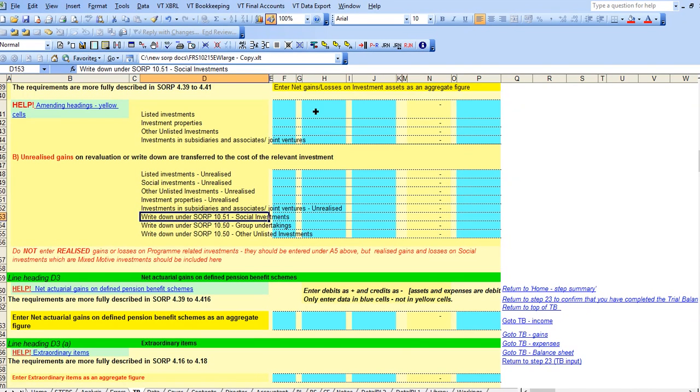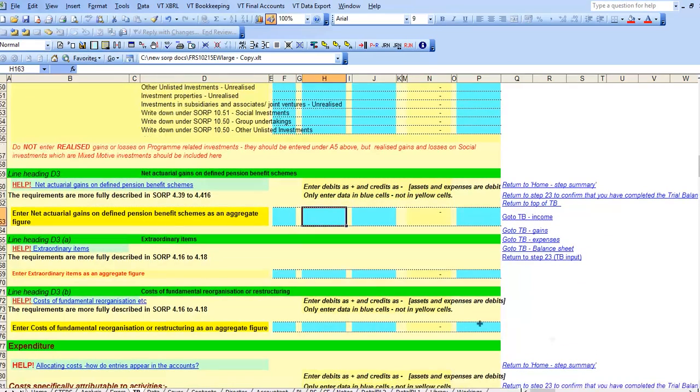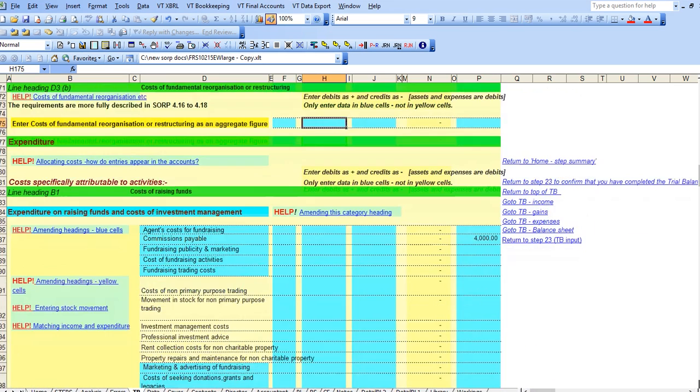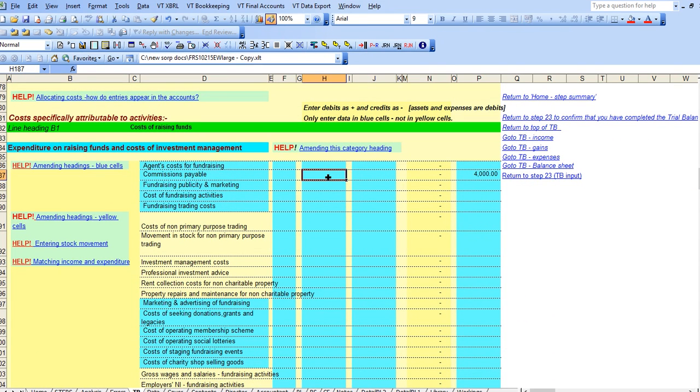Remember, you put gains in as minus, and you put losses in as plus. You might have actuarial gains on a defined pension scheme. They have to be disclosed. Gains are in as negative, and losses are in as positive. Extraordinary items. See the help on extraordinary items there. Cost of fundamental reorganisation. Then you come on to routine expenditure. Expenditure goes in as a debit, so it appears black, whereas income is negative and appears red.